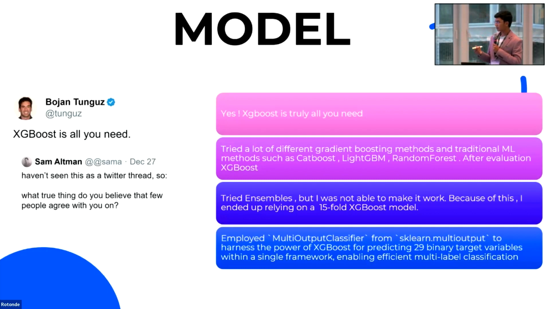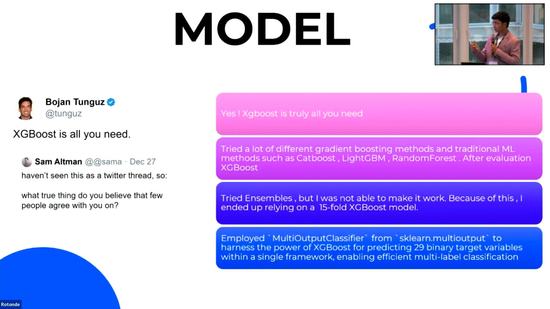Sadly, I was not able to experiment much with the images because of the resource constraint, and it takes a really long time to train with images. So I just dropped the idea of using images and went on with just the tabular data. Then I also tried ensembles, but I was not able to make them work, partially because I was really out of time by the time I was able to perfect my single model score and come to the part of ensembles. Because of this, I just ended up relying on the 15 folds.